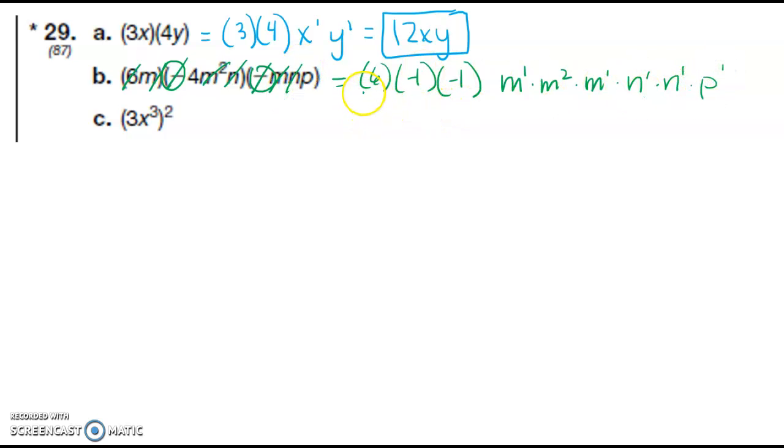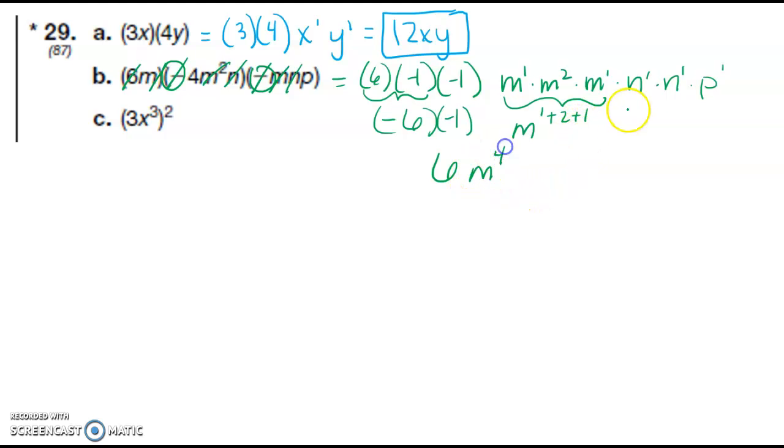All right, so let's see what this is. So 6 times negative 1 is negative 6, times negative 1 is positive 6, and then I have m, 1 plus 2 plus 1, which is m to the 4th. I have n, 1 plus 1, and p. So this is my answer.